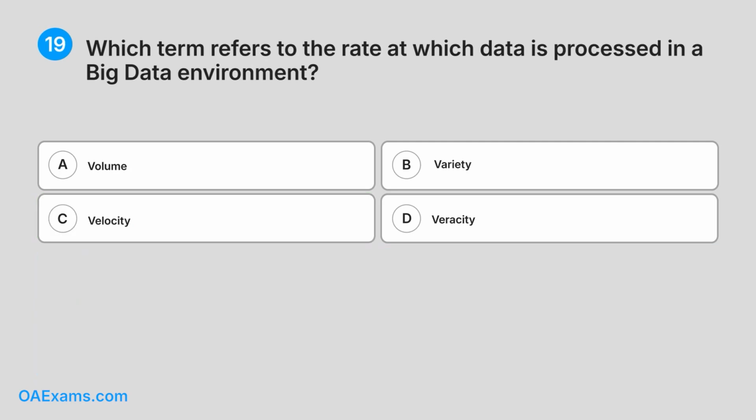19. Which term refers to the rate at which data is processed in a big data environment? A. Volume. B. Variety. C. Velocity. D. Veracity. What do you think is the answer?